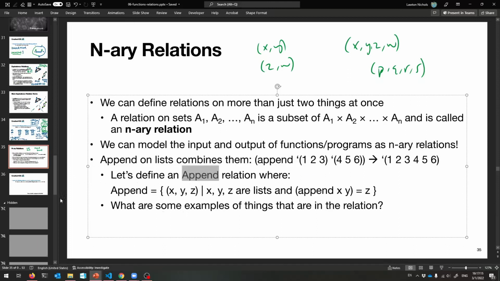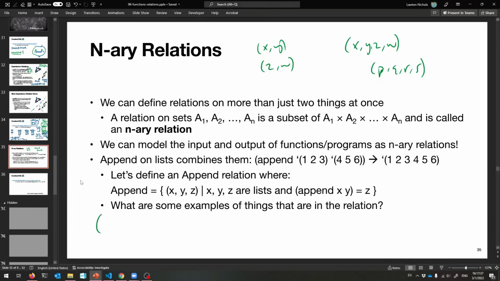Okay? So you could define this relation, call it append. It's all of these triples of elements, x, y, and z, where x, y, and z are lists, and appending x to y gives you z. You see how there's a natural relationship between these first 2 elements and this last one? That's a 3-ary relation. Okay? Or ternary relation, however you want to pronounce it.